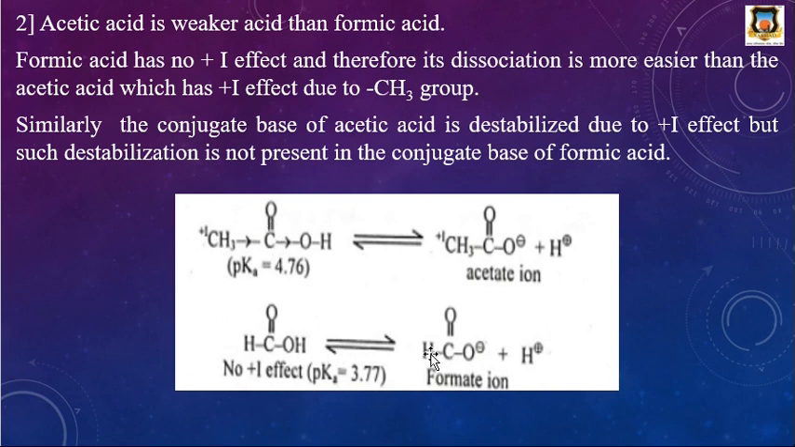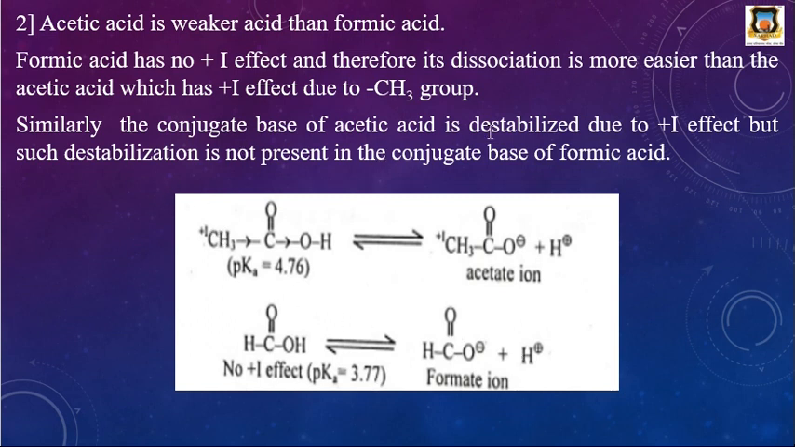But such destabilization is not observed in the carboxylate conjugate base of formic acid because the hydrogen does not show the plus I effect. Therefore, here this conjugate base is stabilized by the resonance and there is no attack on H plus. Therefore, equilibrium is more shifted to the conjugate base, that is the dissociated form of formic acid.